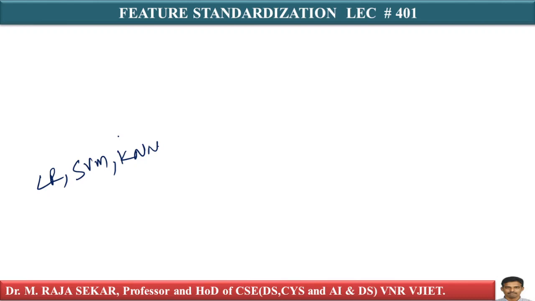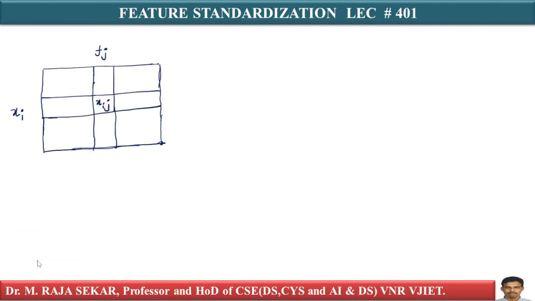For those of you who have forgotten it, what is my data set? Let me assume this is my data set. For example, this is your xi, and this is your feature j, fj. Then what is this point? This point is xij.